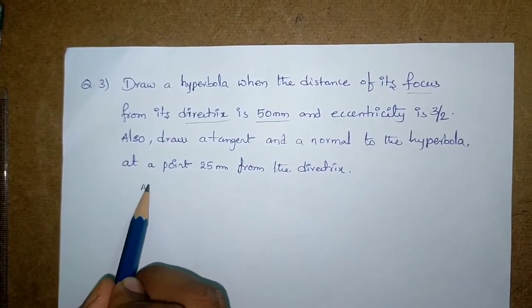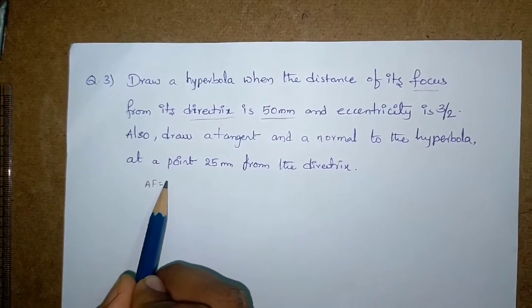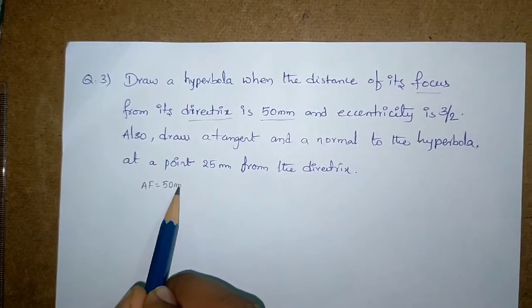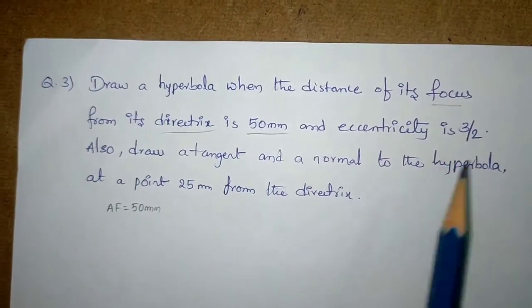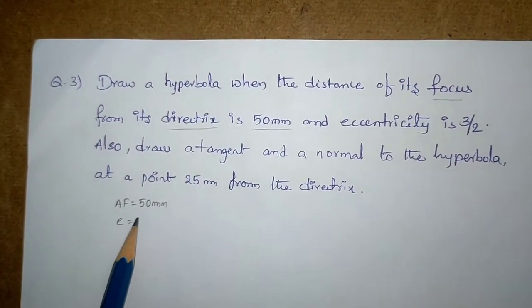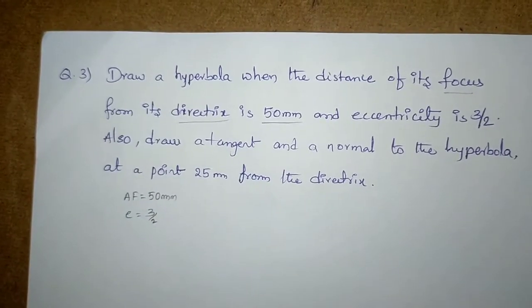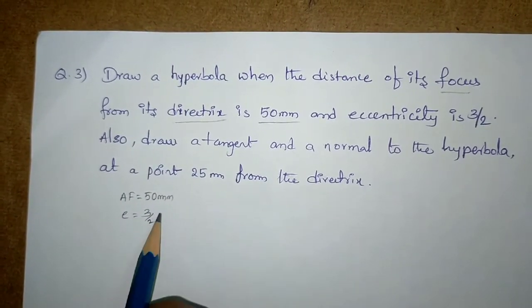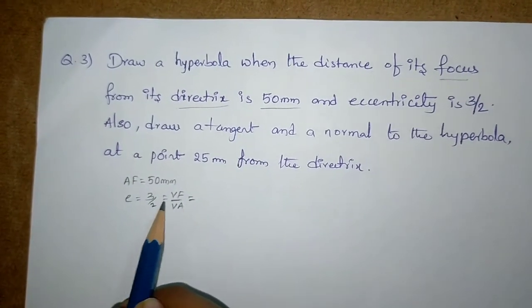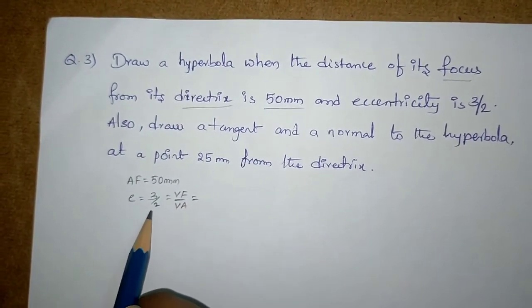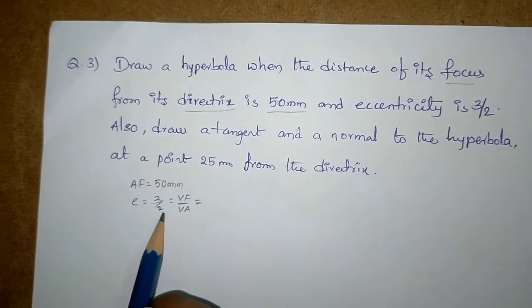Distance of its focus from its directrix is 50 mm, meaning AF equals 50 mm, and eccentricity E equals 3 by 2. Eccentricity is given. It means VF by VA. The numerator is 3 and the denominator is 2.